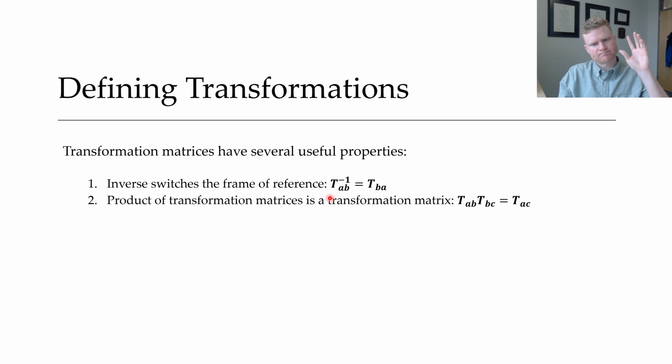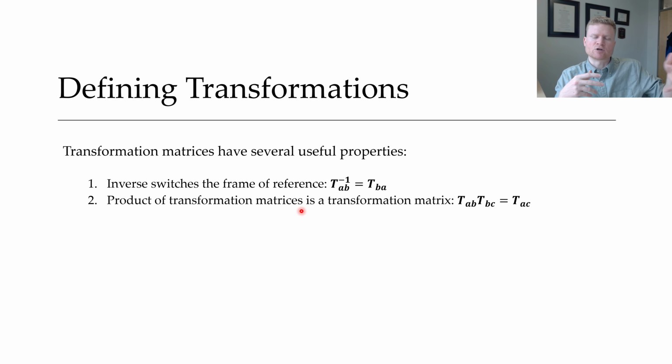Think about that like our examples where I'm standing at A and I'm looking at B. Well, if I take the inverse of that, now I'm standing at B, looking back at A. So I'm switching my frame of reference by taking the inverse of a transformation matrix. The second property is that the product of transformation matrices is also a transformation matrix.